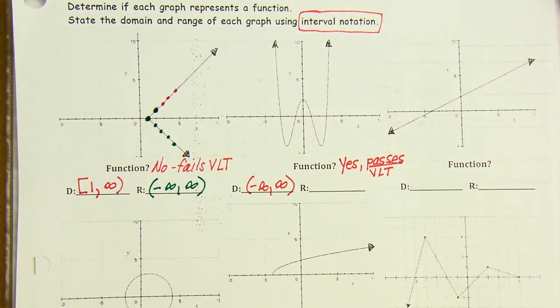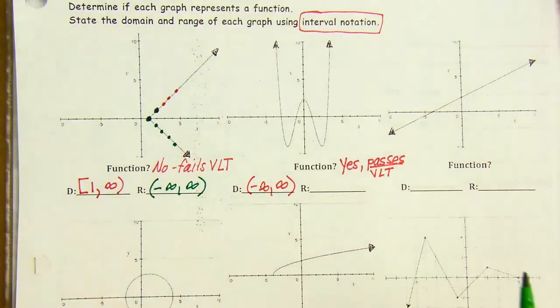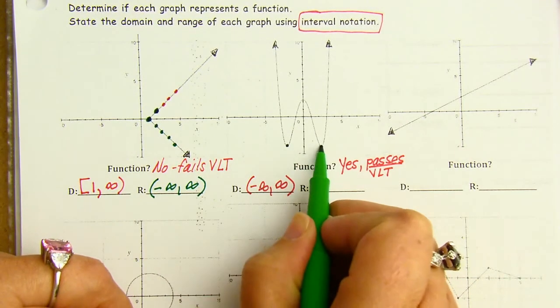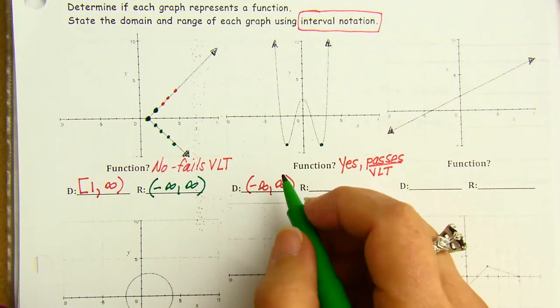The range are my y values. I do have a definitive low point right here and here. And this is a mirror image. This function is an even function.